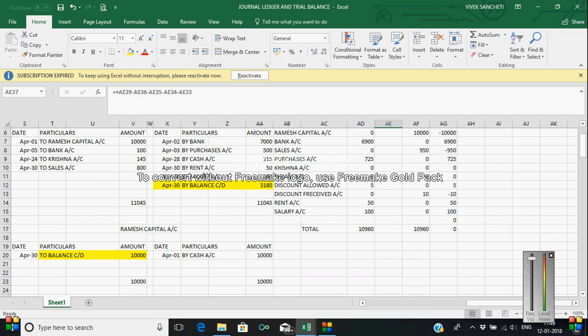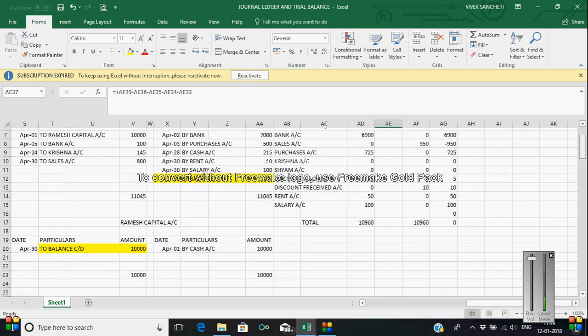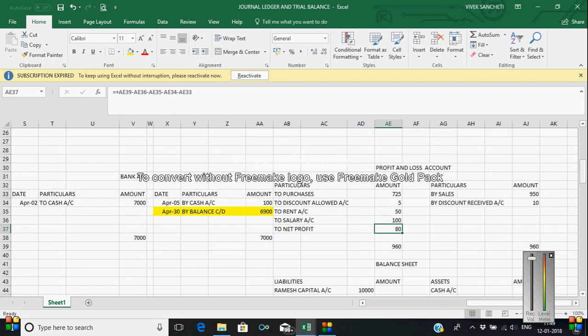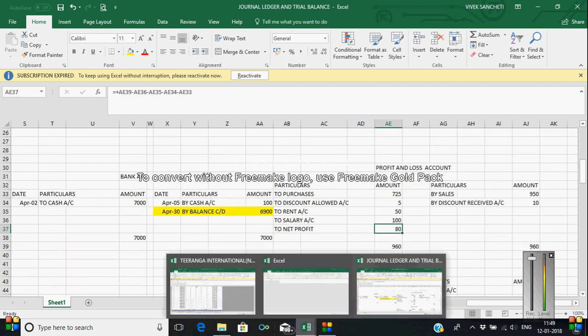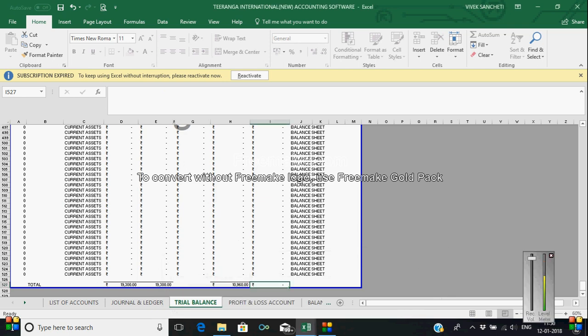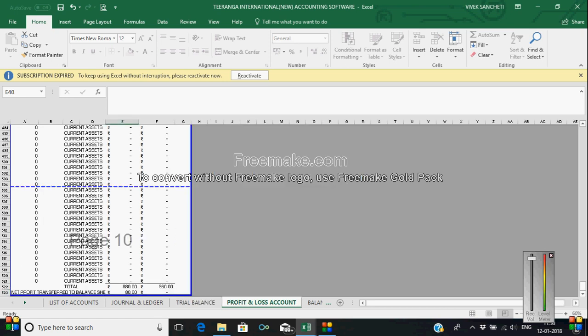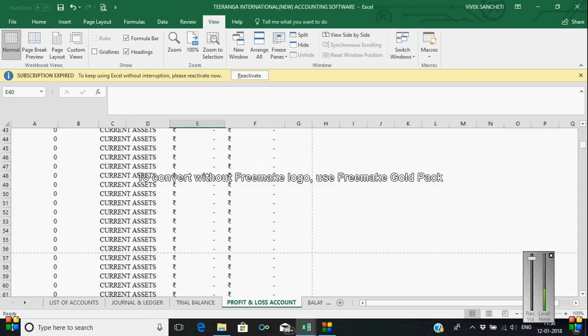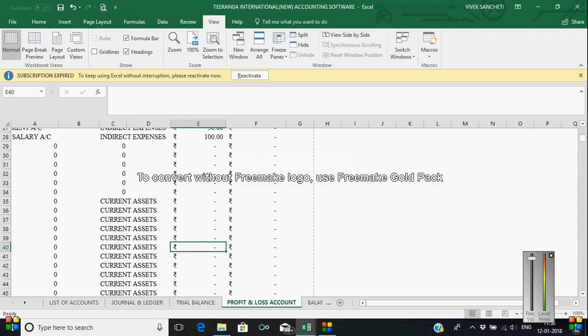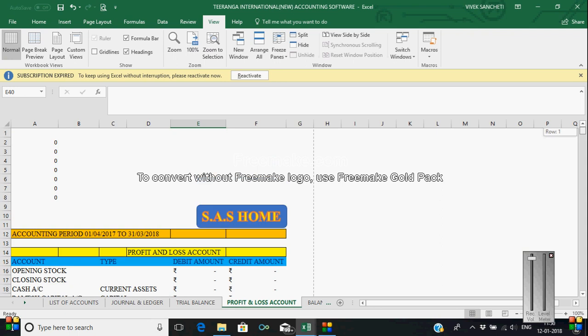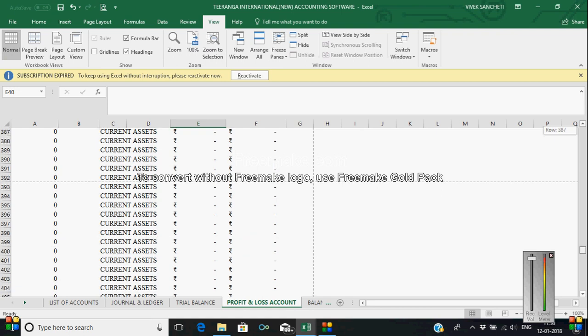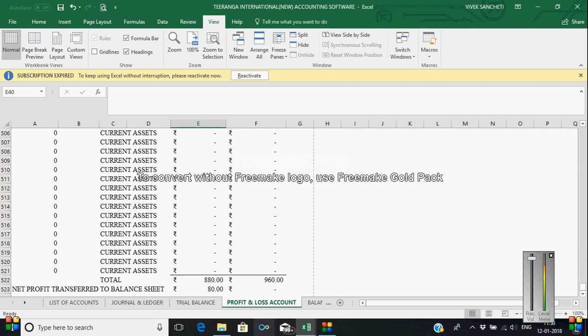Now you can say the profit. The net profit is 80. Let's see what our profit and loss account is showing. 80. This is the profit. The profit and loss account, you can see in normal view. Okay, this is the profit and loss account, and it comes on the below side. The profit is 80. Fine.